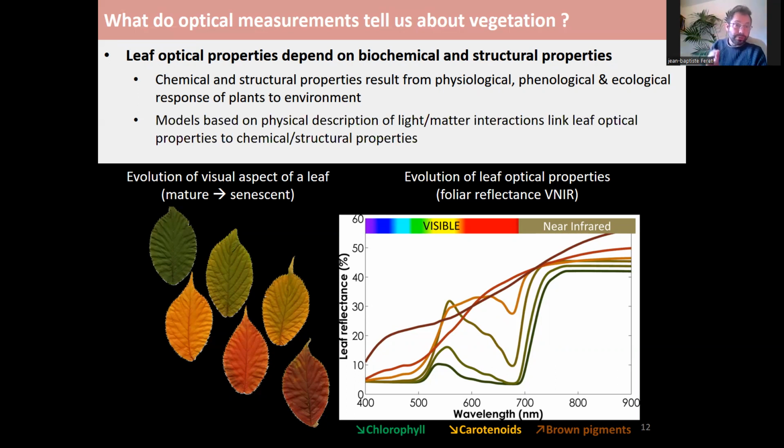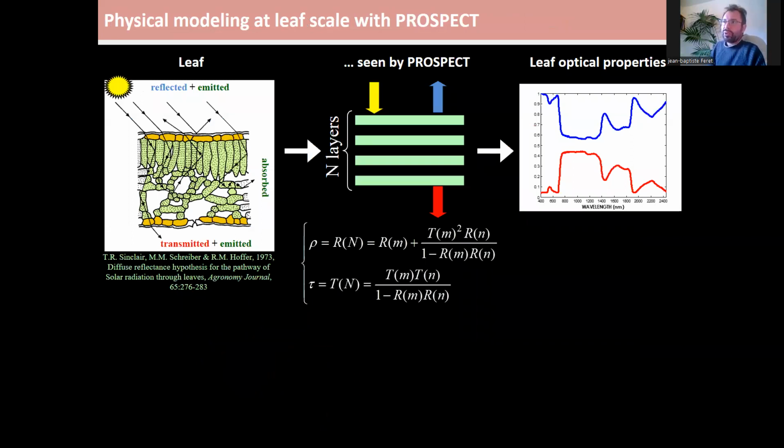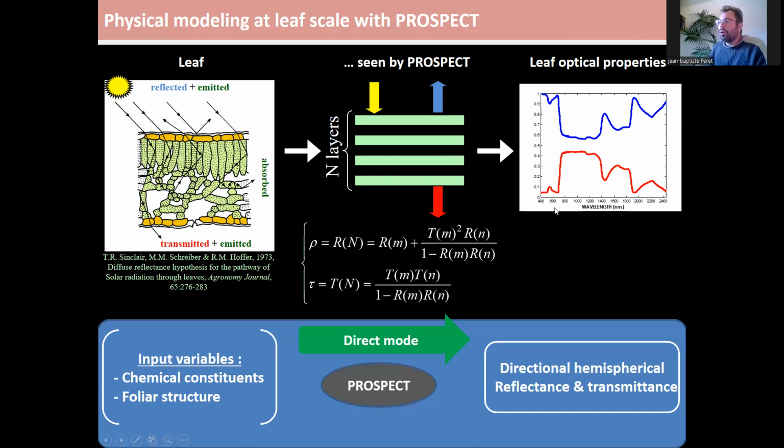Here I will focus on models. These models are based on a physical description of the light-matter interaction in order to link optical properties with chemical and structural properties. The most widespread model is the PROSPECT model, which assumes a relatively simple description of the leaf as a stack of homogeneous layers. The leaf seen here in the middle figure is just a stack of homogeneous layers, which allows us to directly simulate leaf directional hemispherical reflectance and transmittance from a limited set of inputs corresponding to chemical constituents and foliar structure.